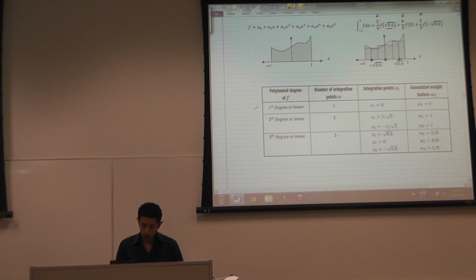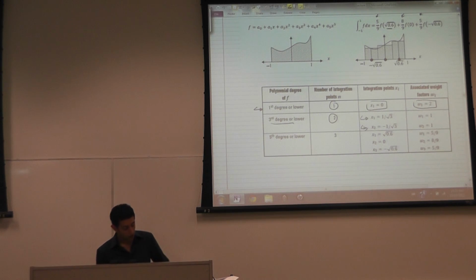So for first degree or lower, I need one integration point. This integration point exists at x1 equals 0, and the corresponding weight is 2. Third degree or lower, the number of integration points is 2, and the integration points exist at x1 equals 1 over root 3, and x2 equals -1 over root 3, and the weights are 1 and 1. And for 5th degree or lower, 3 integration points, and these are the weights, and these are the corresponding integration points, or the integration points and the corresponding weights.